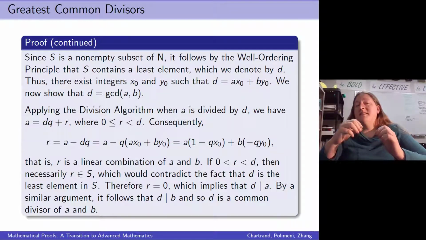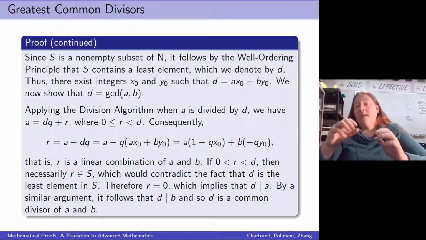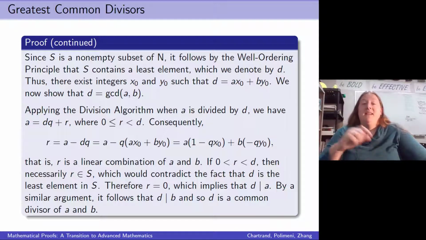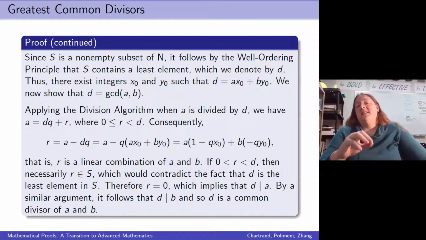Now, since our set is a non-empty subset of the natural numbers, all of the positive integers, by the well-ordering principle, we know that it contains a least element. We've explored this before. So let's name that least element. We'll call it D. So that means that there exist integers, x sub 0 and y sub 0, such that D equals a times x sub 0 plus b times y sub 0. Now, we can show that D actually is the greatest common divisor of a and b.